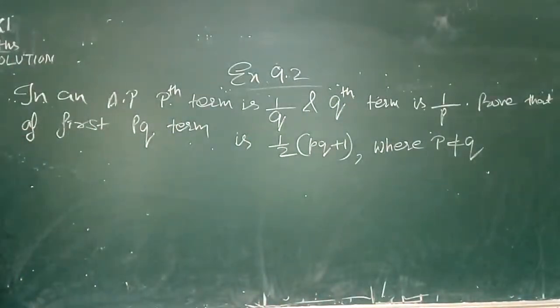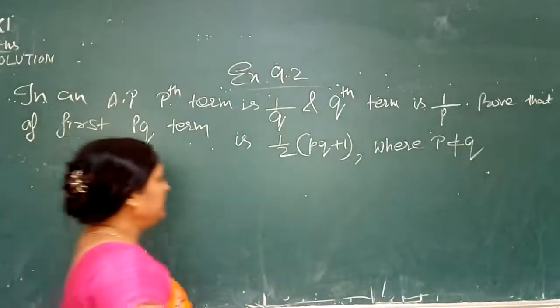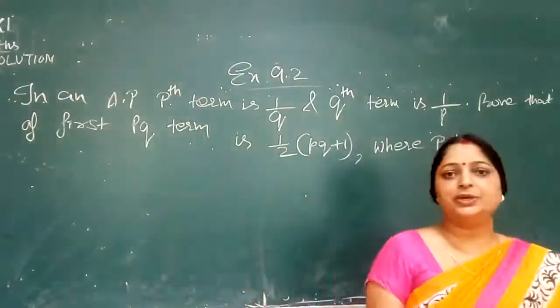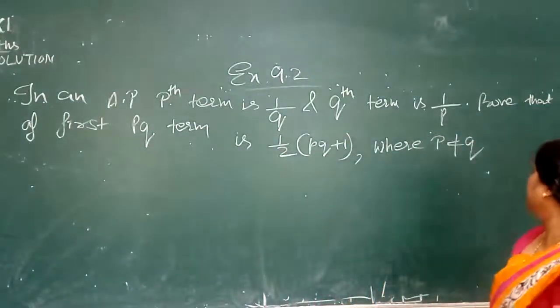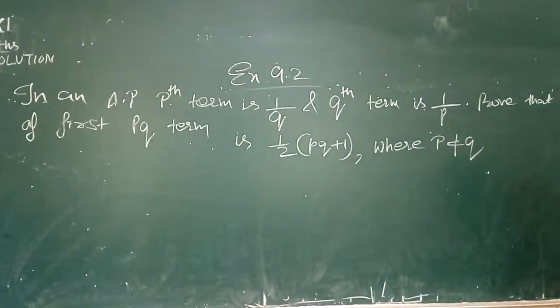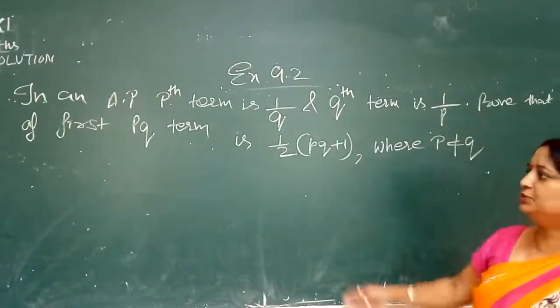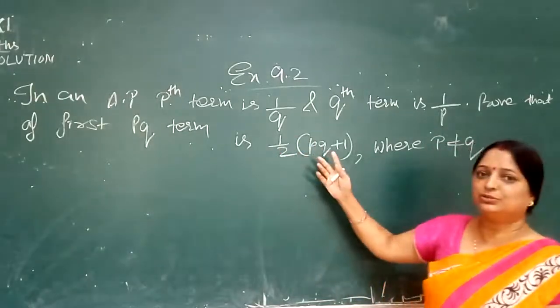In exercise 9.2, question number 5. In an AP, the pth term is 1 by q and the qth term is 1 by p. Prove that the sum of the first pq terms is (pq + 1) upon 2. Yes, you have to prove that S_pq is equal to this term.